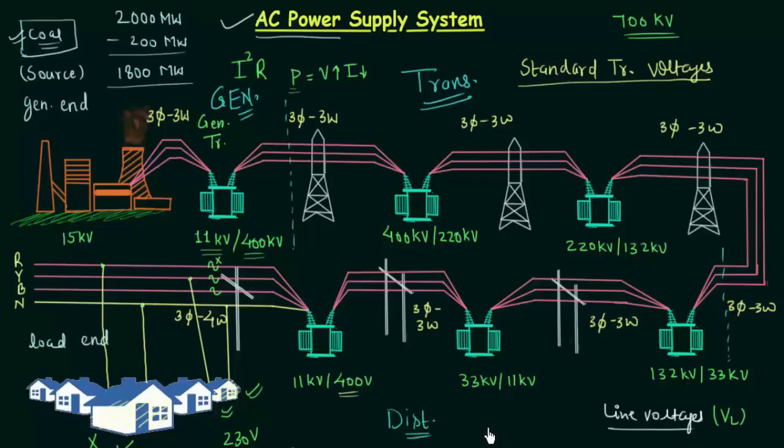You can also divide transmission into two different parts, primary transmission and secondary transmission. The same thing you can do with distribution also, primary distribution and secondary distribution. But for now, it is important to understand which part is the generation part, which part is the transmission part, and which part is the distribution part, because power system is all about generation, transmission and distribution.